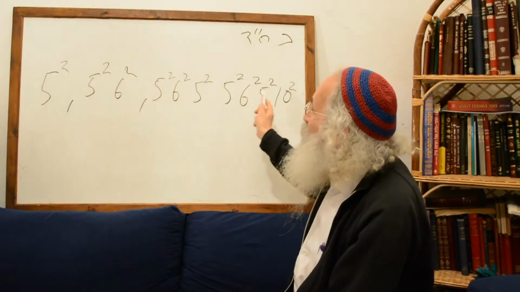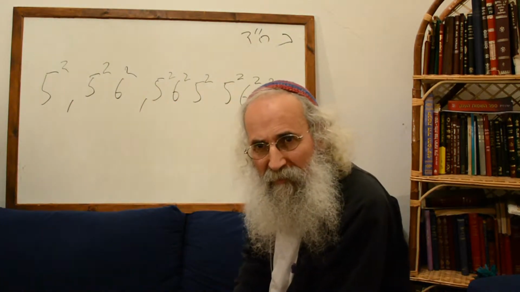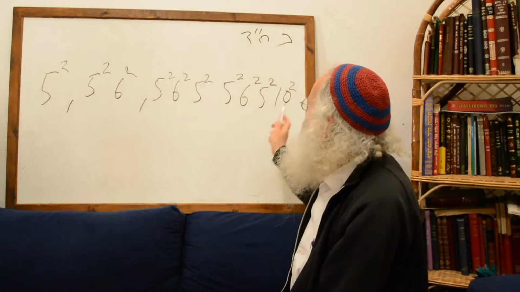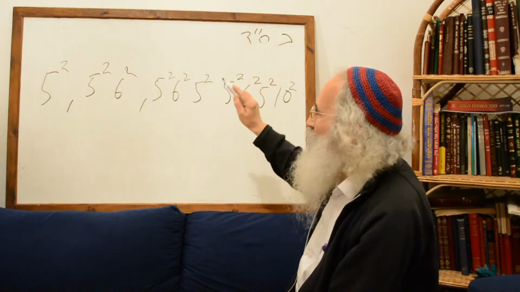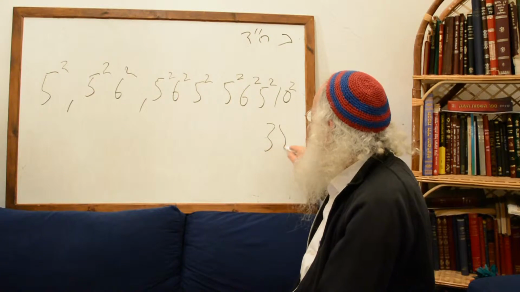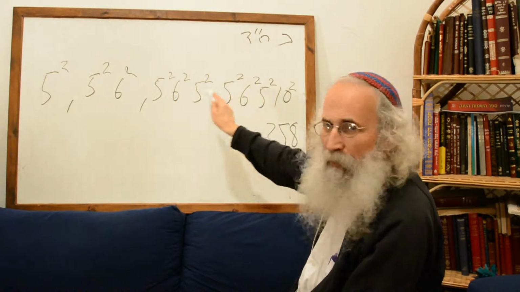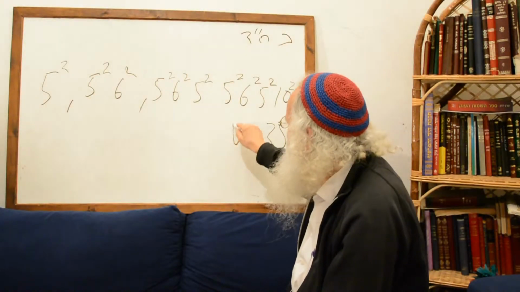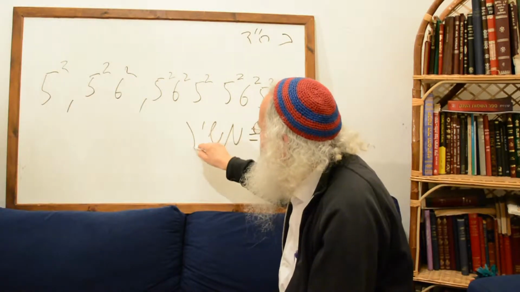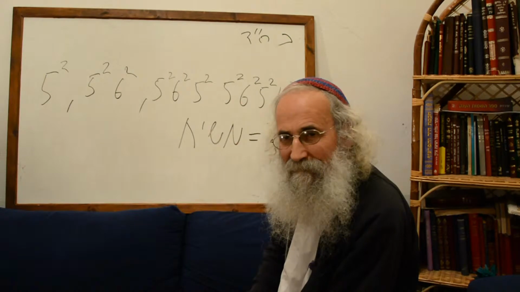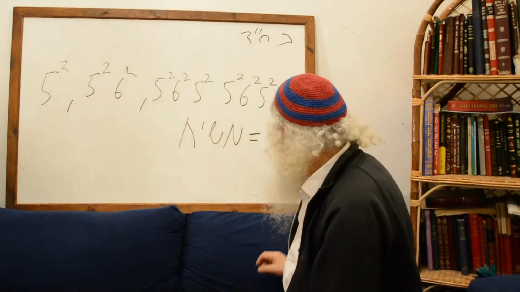Now I will make the square of these three numbers, all of them. I will get all together 358. The sum of all this together, that is Mashiach. Now, in Gematria.